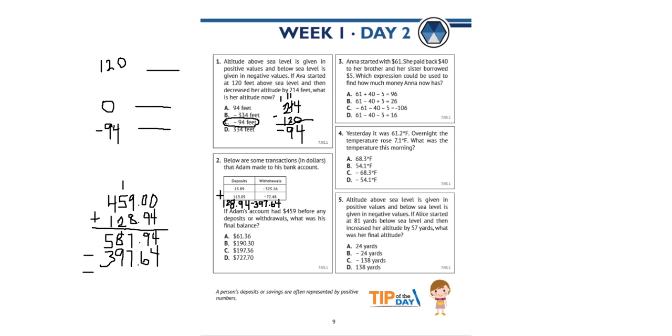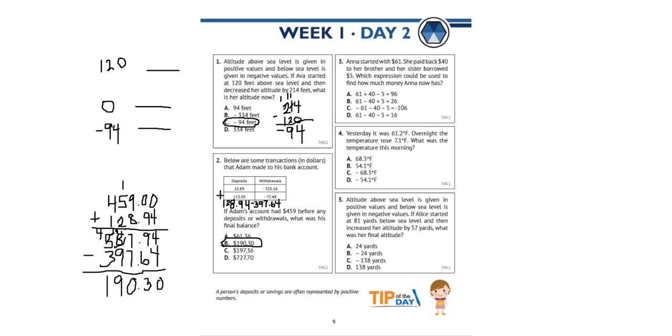4 minus 4 is 0. 9 minus 6 is 3. Bring down our period. 7 minus 7 is 0. And then we have to make this 18. And make this a 4. So we have 9 and 9 is 18. And 4 minus 3 is 1. Okay, so our final number is B.